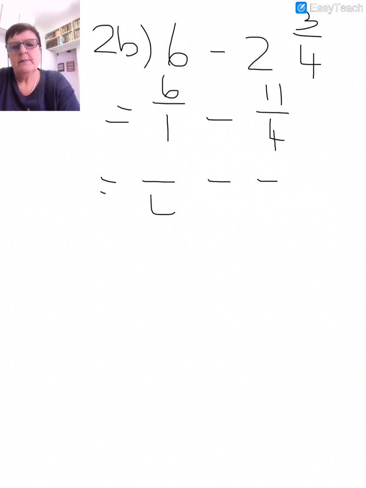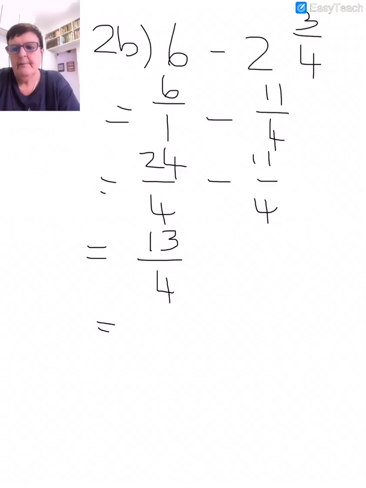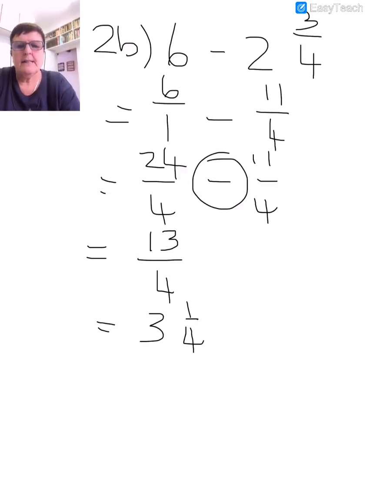Lowest common multiple is 4. 1 times 4 is 4. 6 4s are 24. 24 minus 11 is 13 over 4. Simplify, 3 and 1/4. Watch out for that subtraction. Don't make the mistake of adding them.